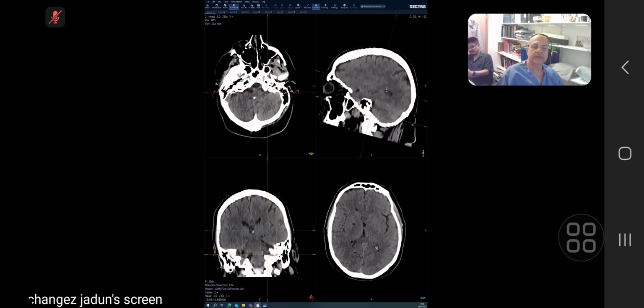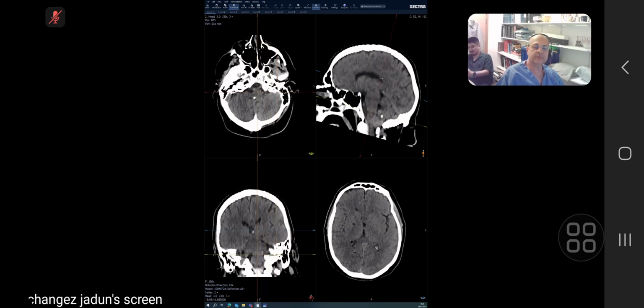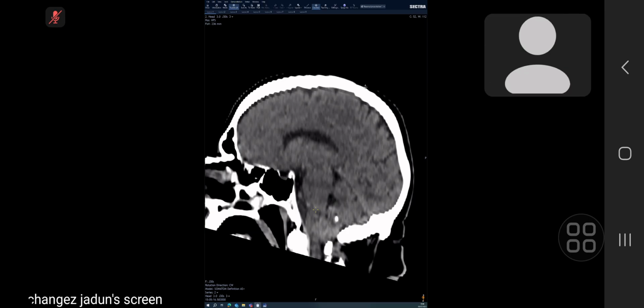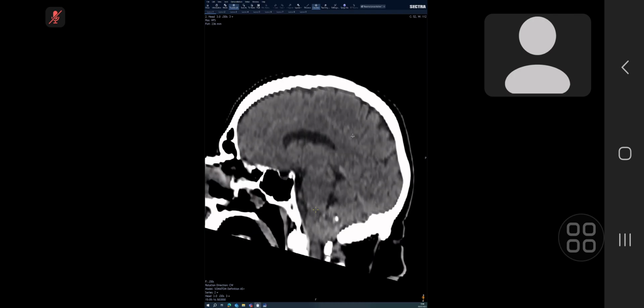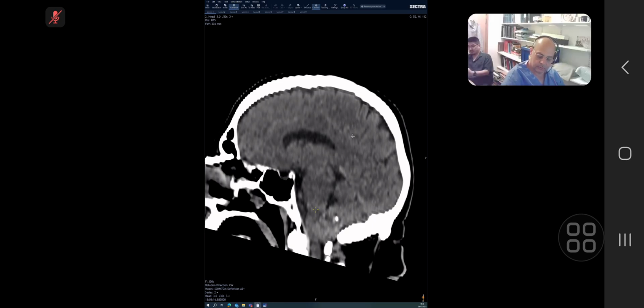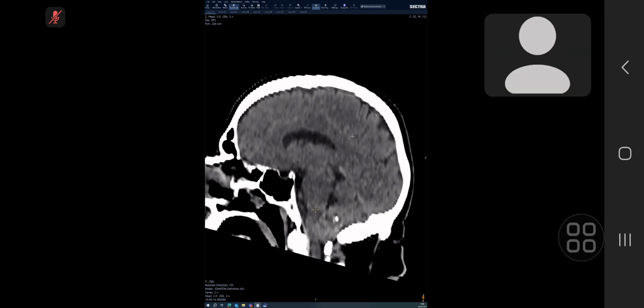Okay, so here is your sagittal section. What do you see now? I can see a lesion over there, which has some calcification focus within it as well, and it is indenting the medulla and compressing it. So what does that mean?